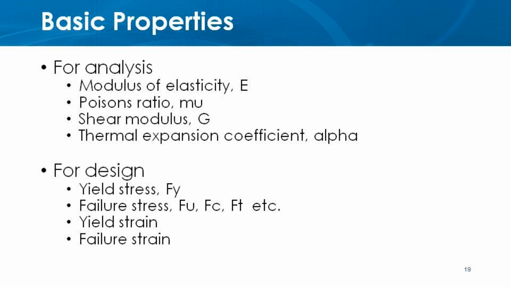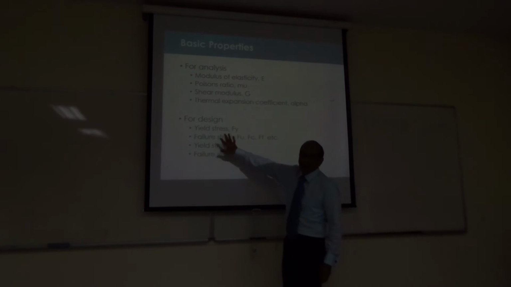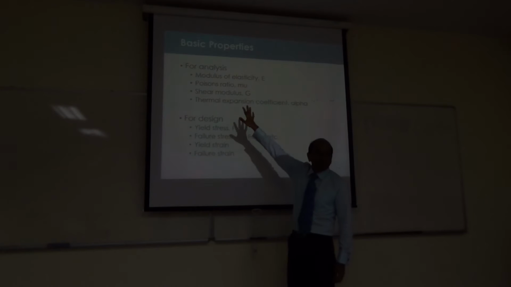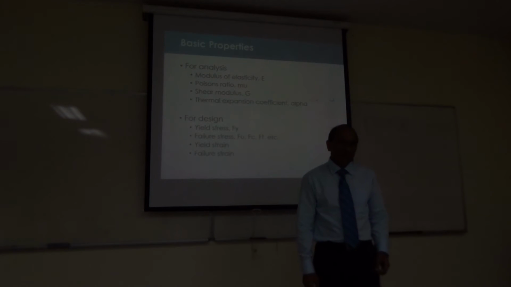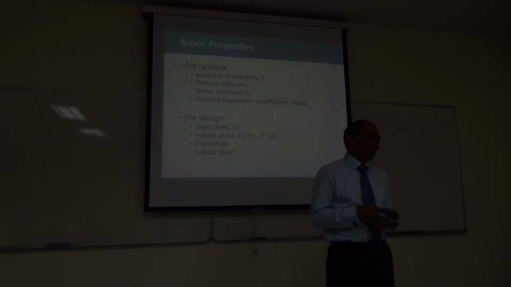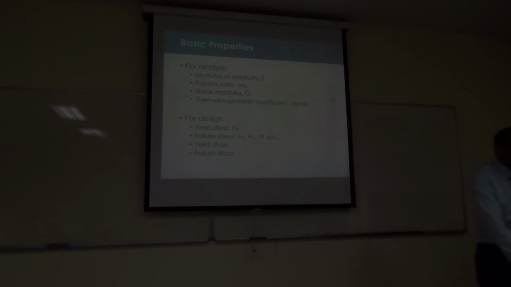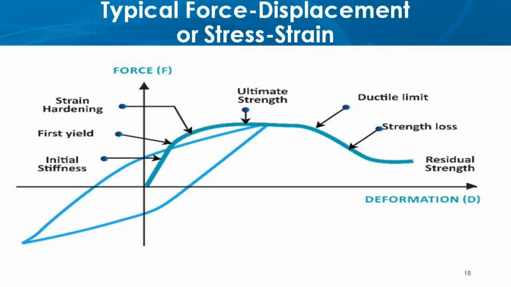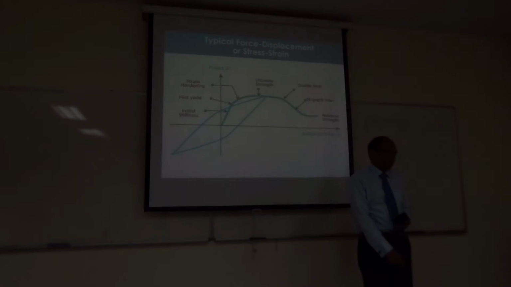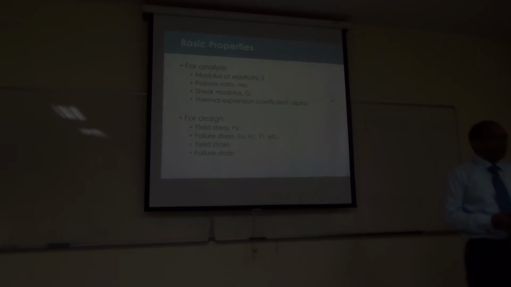For design, we need something like yield stress, yield strain, failure strain, these kinds of things. So we need stiffness properties for analysis, and we need failure criteria for design, both of which need to be defined to be able to complete the analysis and design process for a structure. And the curve that I showed you before, in fact, defines most of these things. This curve defines failure, yielding, residual strength, stiffness at various locations. So if we are able to generate this curve, we will be able to get most of those properties from that curve, right?